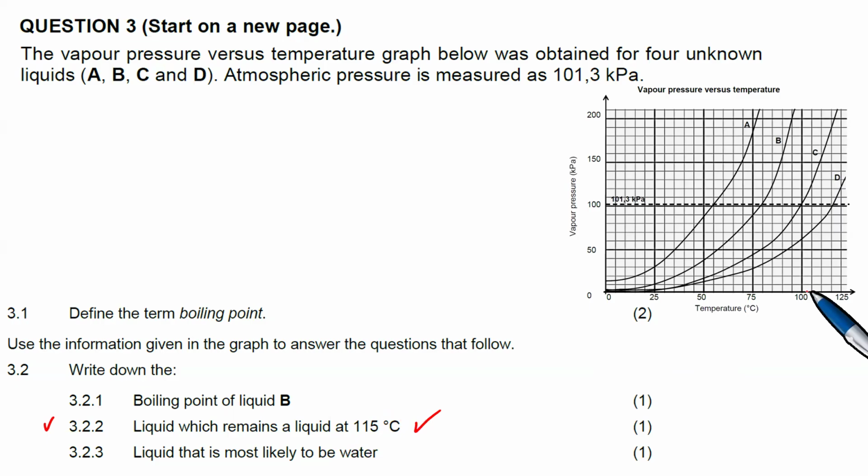115. If you check 115, so this is like 100, then 105, you add 5, 110, 115. So it will be 80, 85, 90, 95, 100, 105, 110, 115. Something of that sort there.